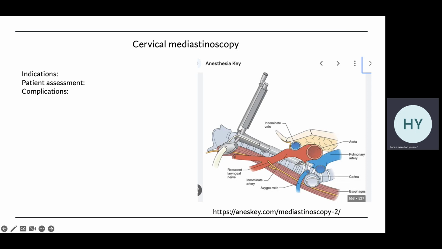Because as you've seen, there are several structures here. So injury to the innominate, to the PA, to the aorta, all this will result in horrible bleeding. So you have to counsel the patient about the risk of bleeding and the risk of conversion to median sternotomy to control the bleeder if it is a major vessel. There's also a risk of injuring the lung on both sides, so there's a risk of pneumothorax and air leak and the need for an inserted drain if needed. There's also a risk of injury to the recurrent laryngeal nerve, which is an important thing to address with the patient.